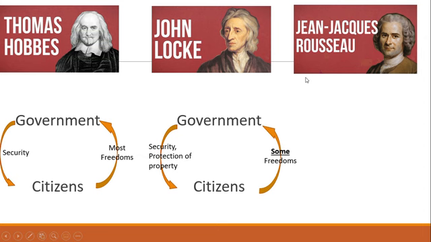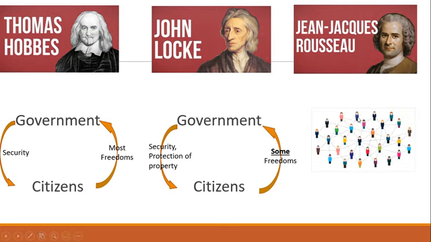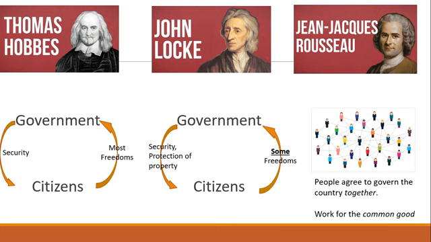Next, we have J.J. Rousseau. His approach to the social contract is quite different. Instead, citizens, they all enter into a social contract with each other. Okay? So he has a more collectivist approach to the social contract. We're all in this together. And people agree to govern the country together. We don't give up our rights to a government. The people are the government because we have a direct democracy. And together, we work for the common good. We work for the good of all people in society.